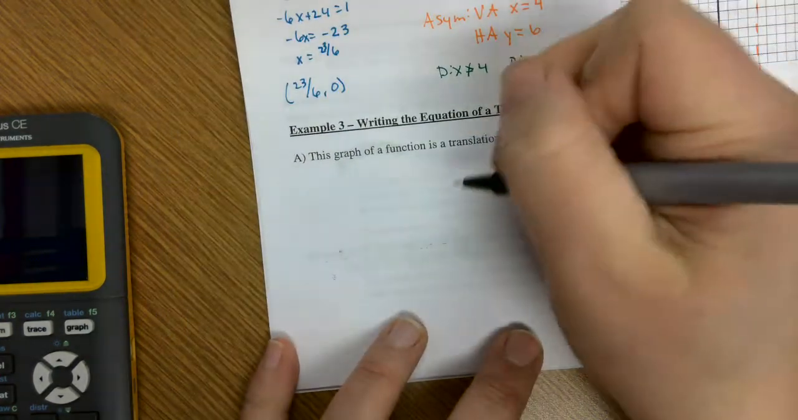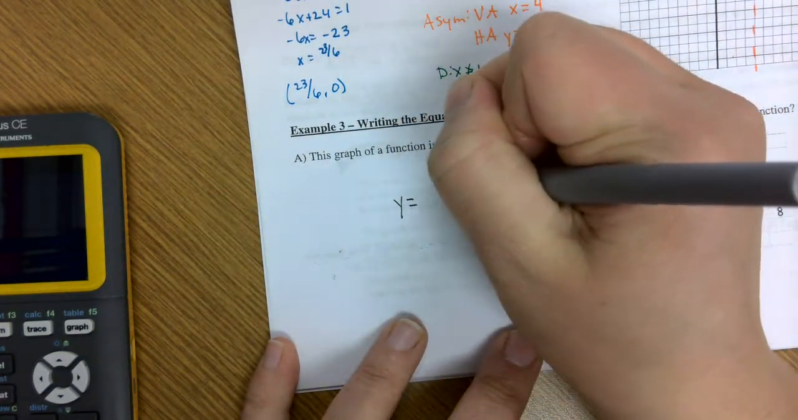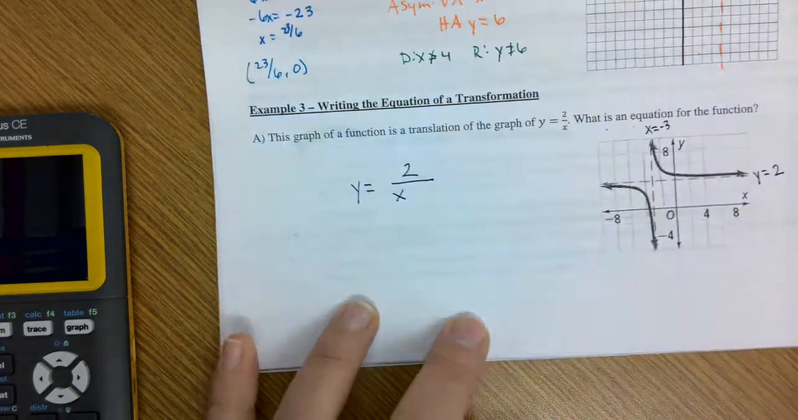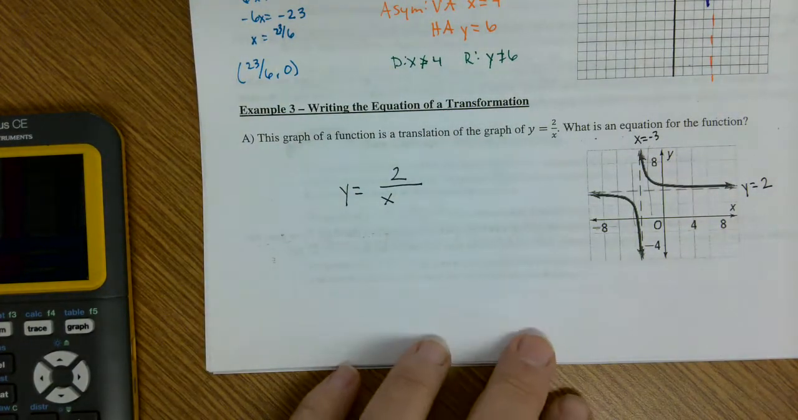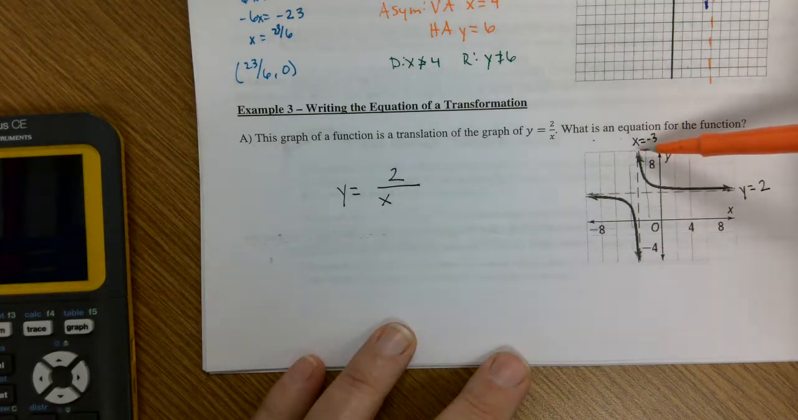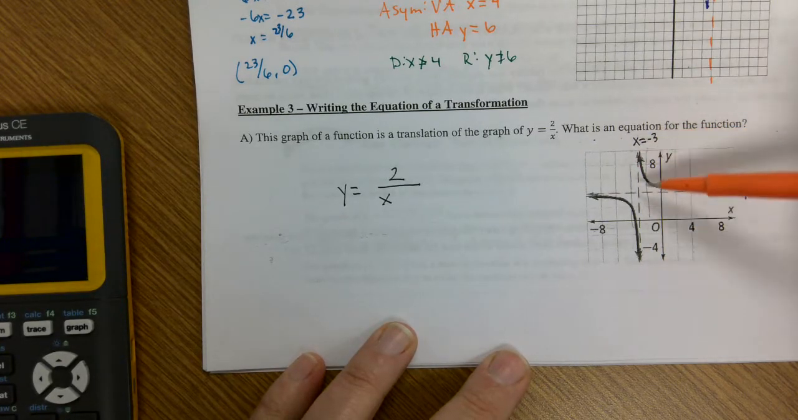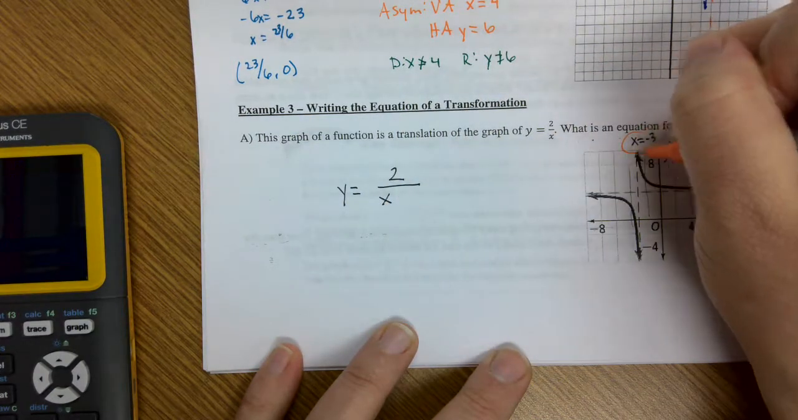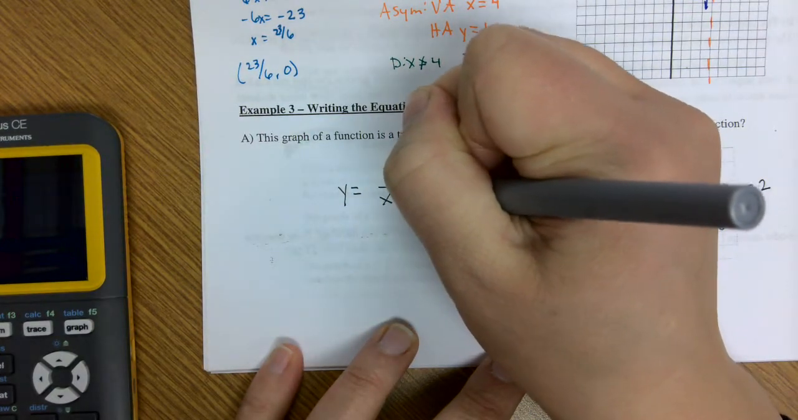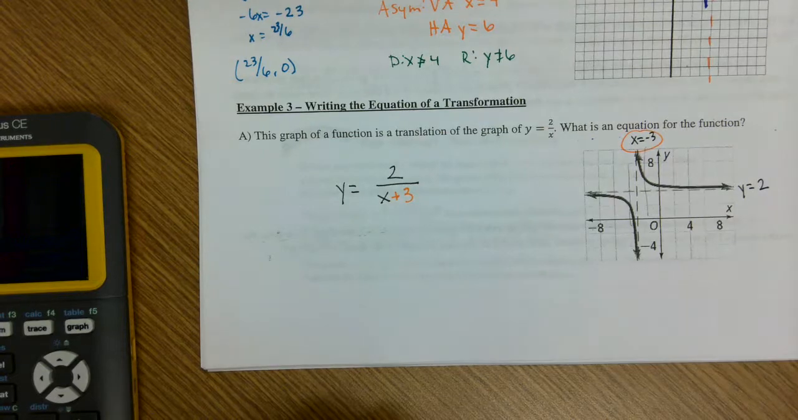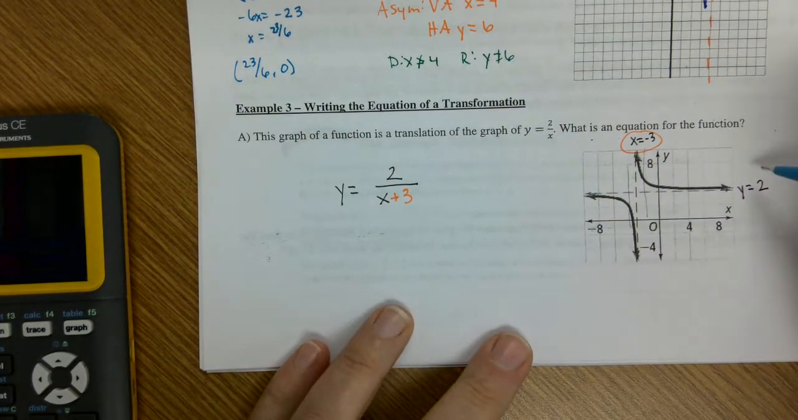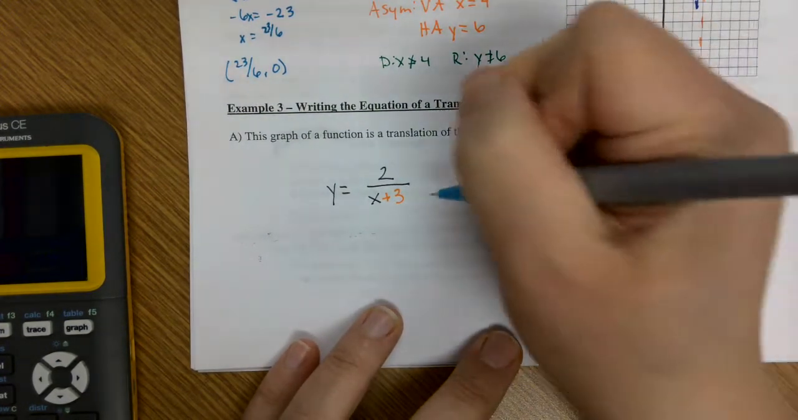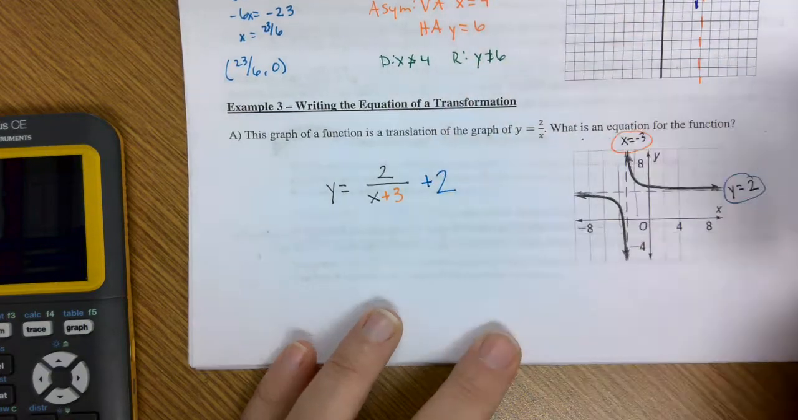So if I'm going to write what the new equation is, this is what I already have here. Okay? This moved it to the left 3. Remember, this is the number that moves left and right. Since it's opposite, this would be a plus 3. Here, I moved up 2. The number on the outside moves up 2.